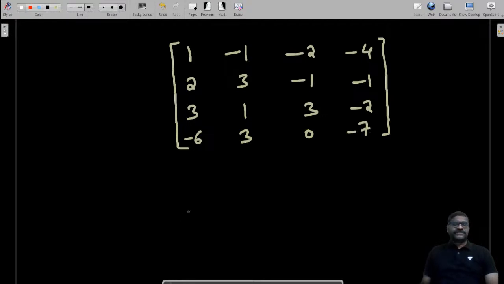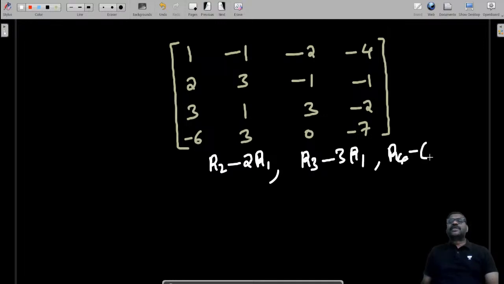Observe the operations. R2 minus 2 times R1. R3 minus 3 times R1. R4 minus (R1 plus R2 plus R3).